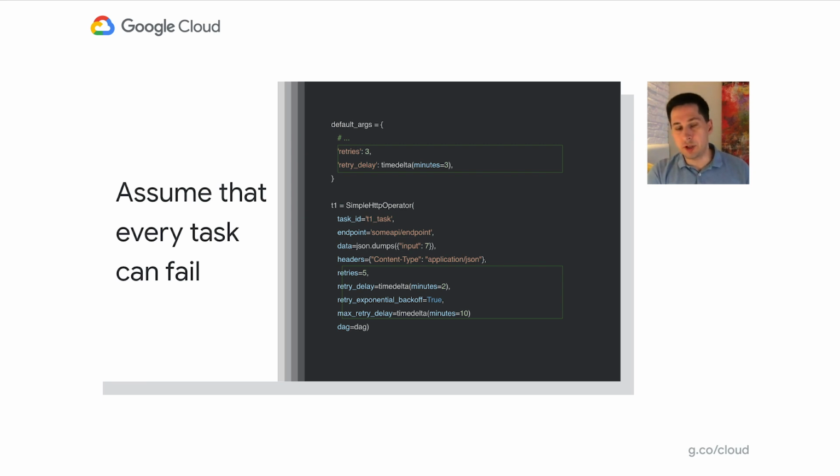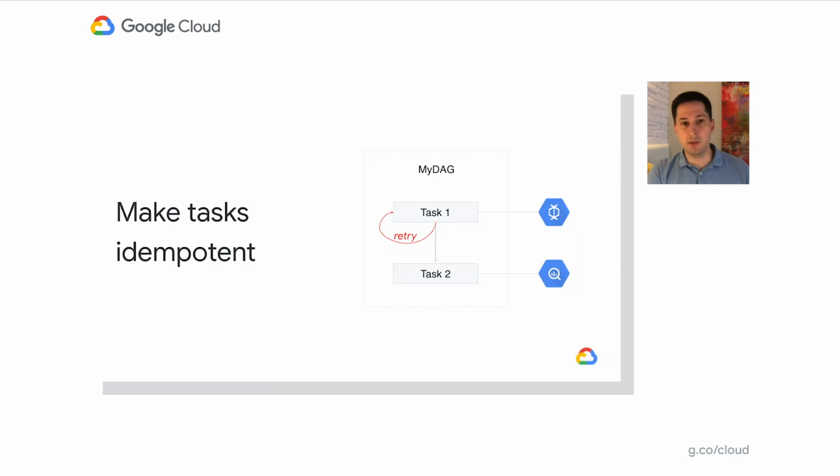However, for retries to work properly, it is very important to have your tasks idempotent. What I mean by this is the ability to run a specific task multiple times and expecting the exact same result every time.